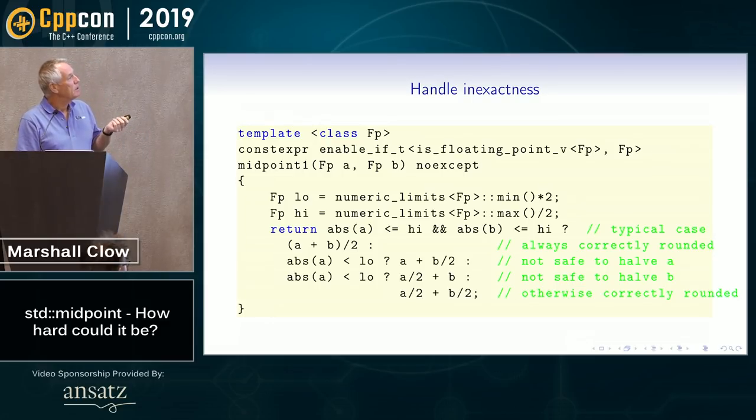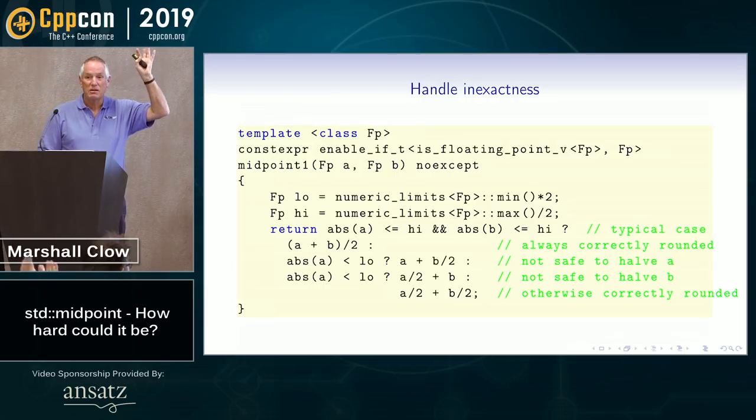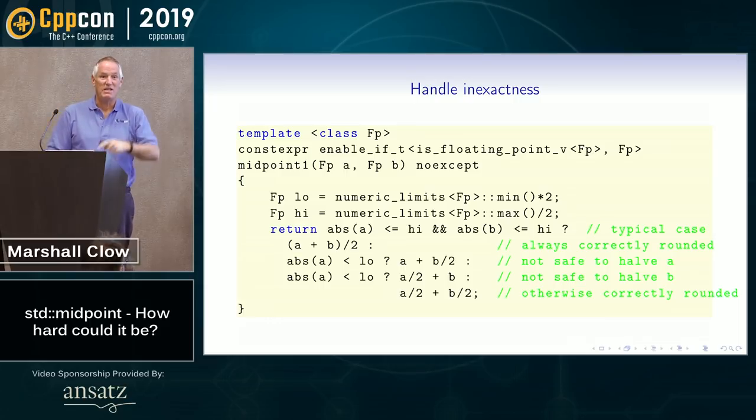What do we do here? We grab the numeric limits of the type we're dealing with. Now, how many people are familiar with numeric limits? How many people use numeric limits for integer stuff? How many people use numeric limits for floating point stuff? A few. Yeah, of course you do.